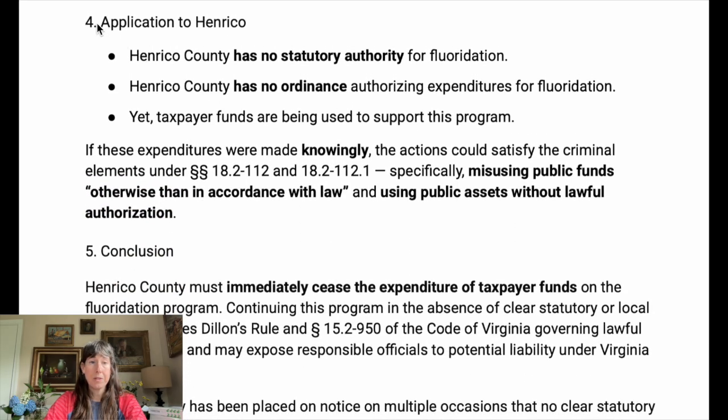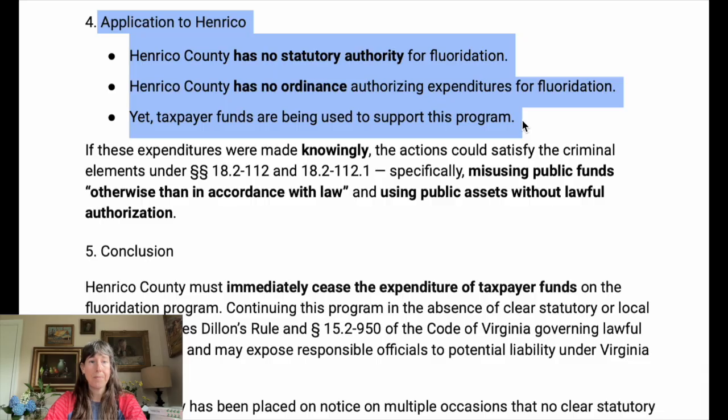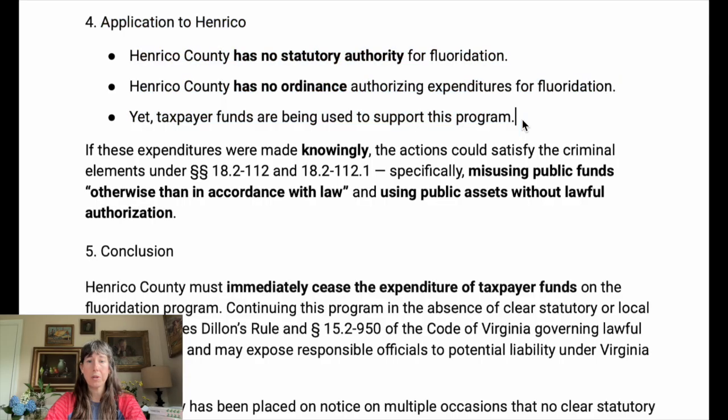So this is what is being alleged. Application to Henrico. Henrico County has no statutory authorization for fluoridation. Henrico County has no ordinance authorizing expenditures for fluoridation, yet taxpayer funds are being used to support the program.